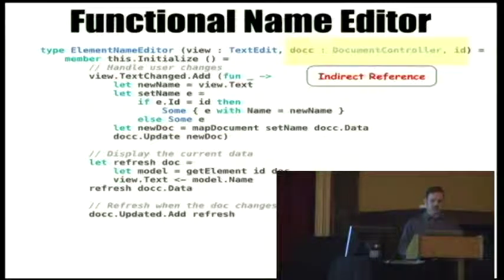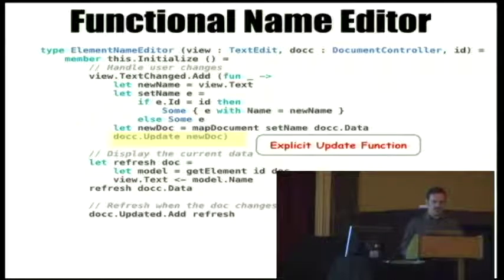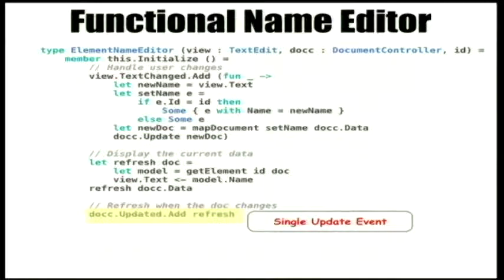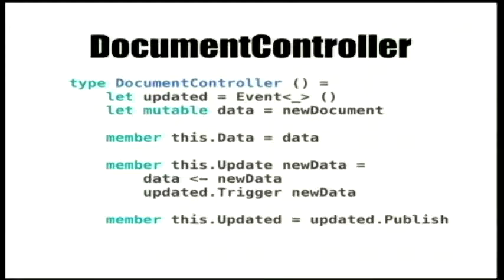So we have this mysterious class called the DocumentController. We'll get to him in a minute. We have that indirect reference. We have an explicit update function. And we have a single updated event on the document itself. So let's look at this bad boy.